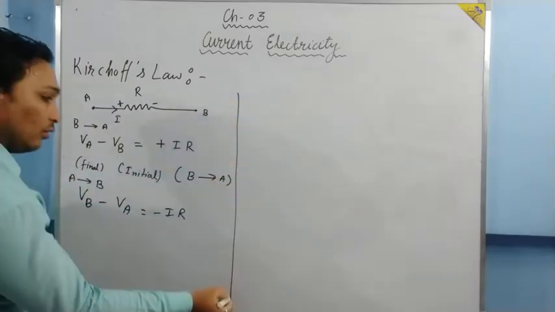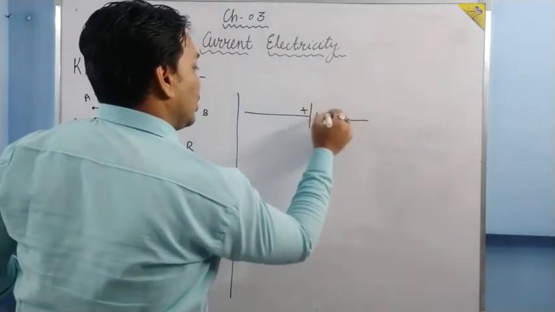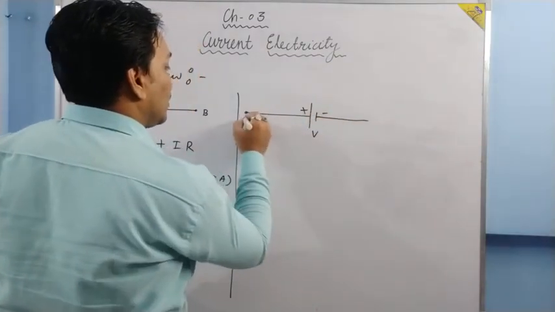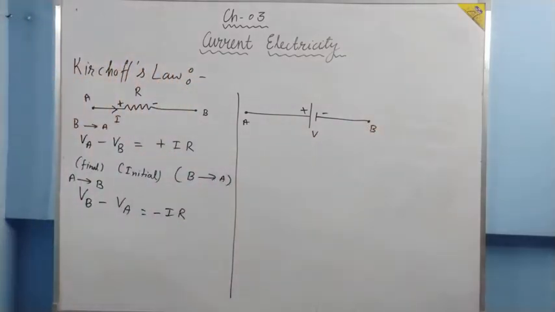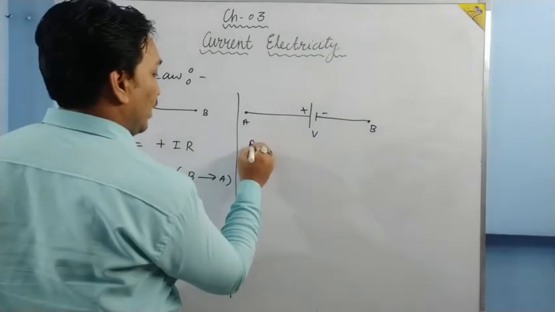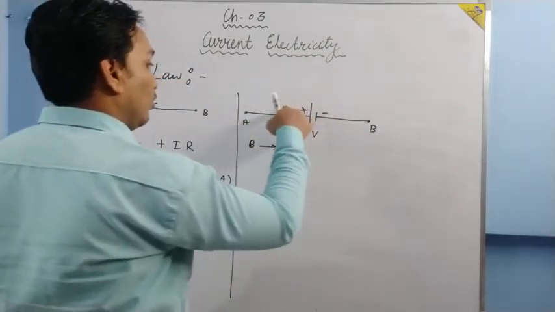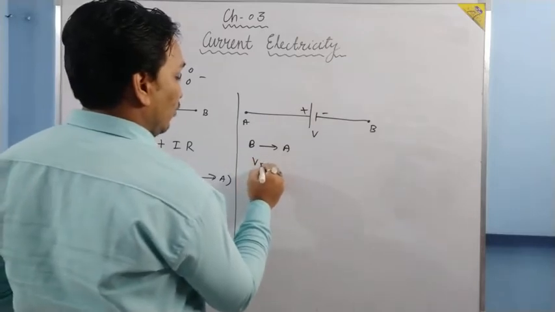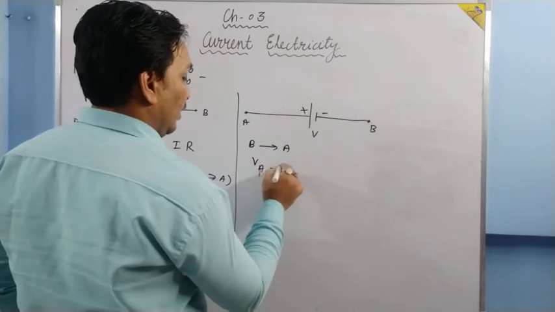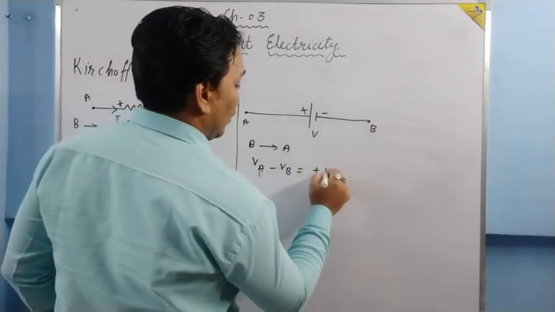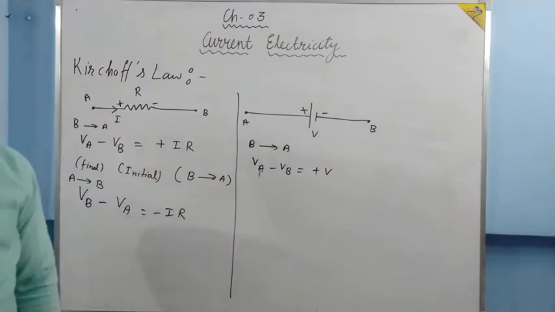Same goes with the cell also. Suppose a cell is there. This is your plus, this is your minus. For a cell it is clear. This point is A, this point is B. Now if you go from B to A, from here till here, you are going from negative to positive. So if you write VA minus VB, then you have to write plus V. This is the potential difference between point B and point A.